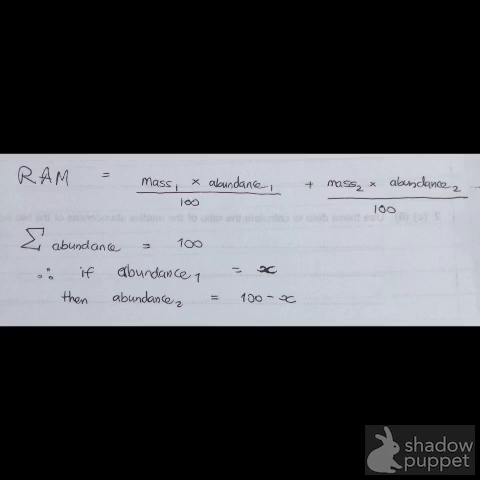Okay, so let's suppose that the abundance for one of the isotopes is X. Then we know that because both isotopes must add up to a total sum of 100, then the abundance of the second isotope must be 100 minus the value of X. And that is the key to understand this question.